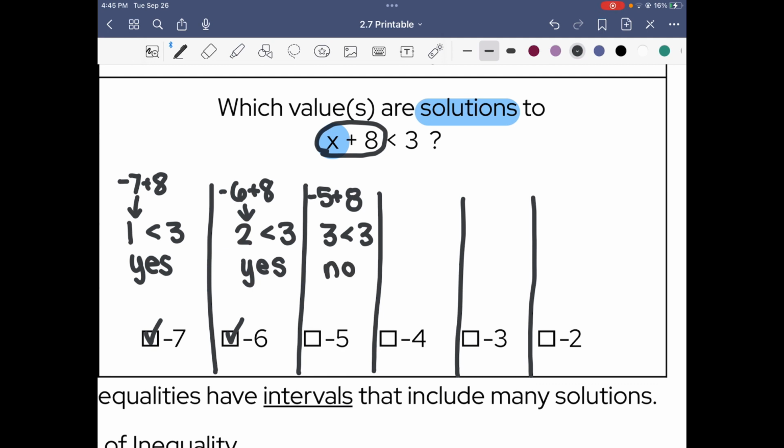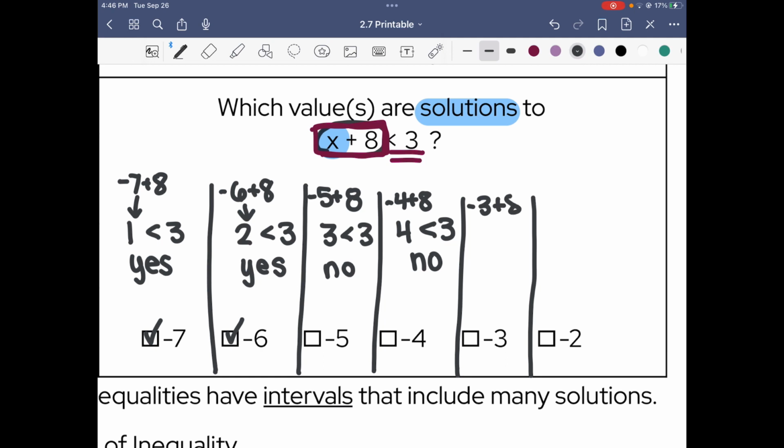No. Now that we're halfway, I'm going to pause and say one more time, because I don't know if some of you got a little lost. I'm plugging in the number plus 8 because that's what's right here. And then this is where the less than 3 part is coming from. Okay, now I'm going to finish. -4 plus 8 is 4. Is 4 less than 3? No.